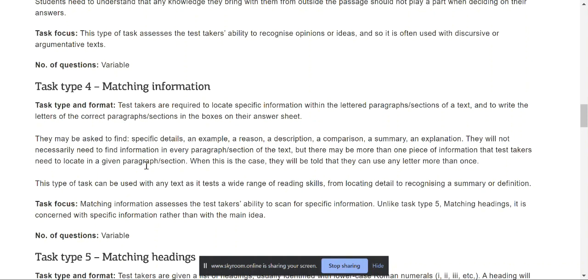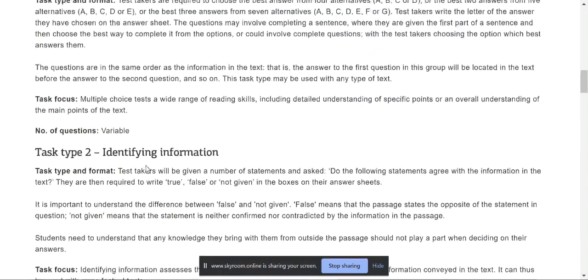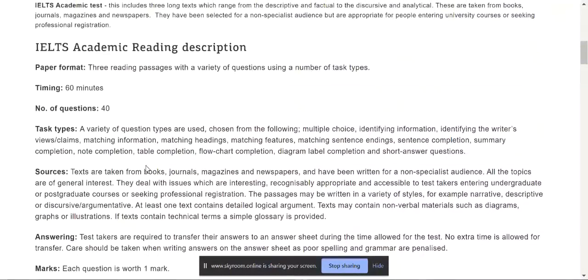You are not allowed to read, for example, a 6 paragraph passage in 15 minutes. Remember, you just have 1 hour. In 1 hour, you have 3 different passages.